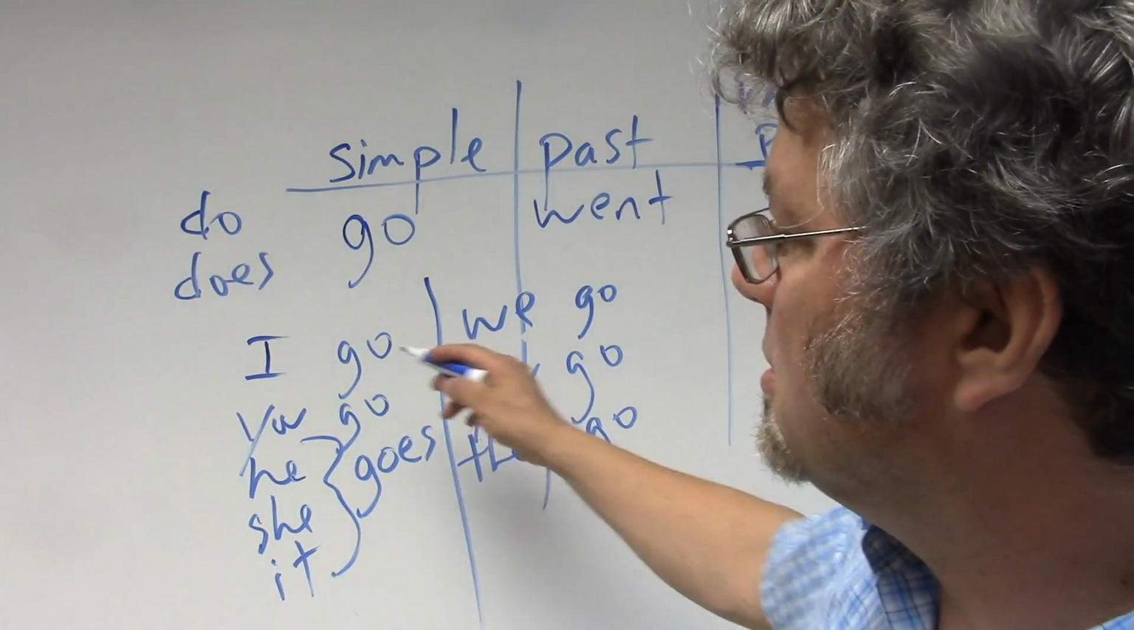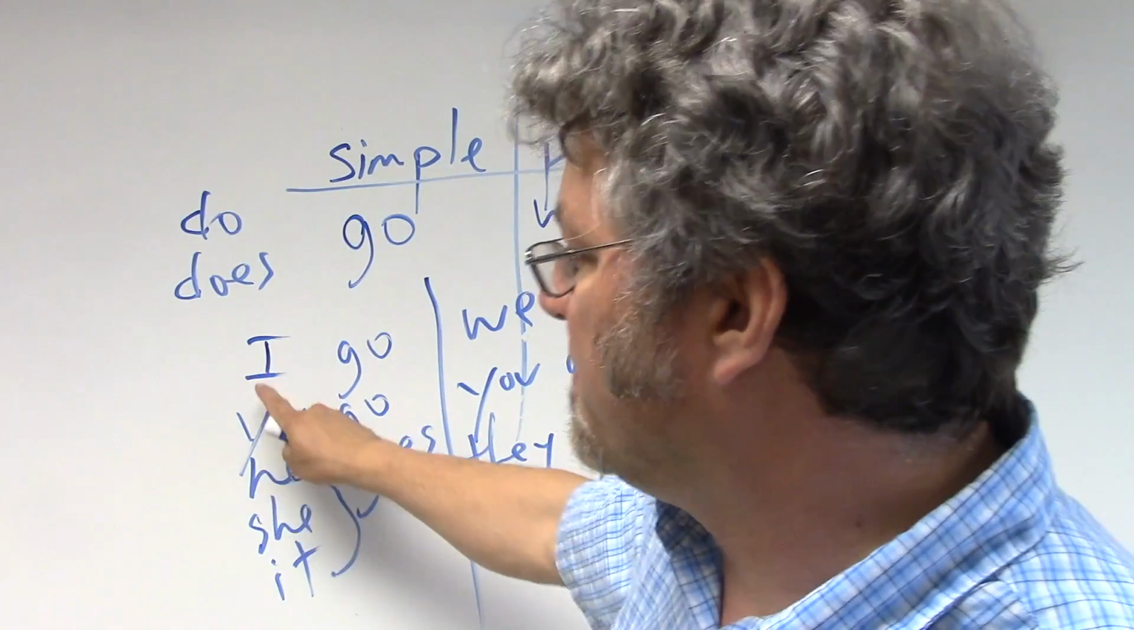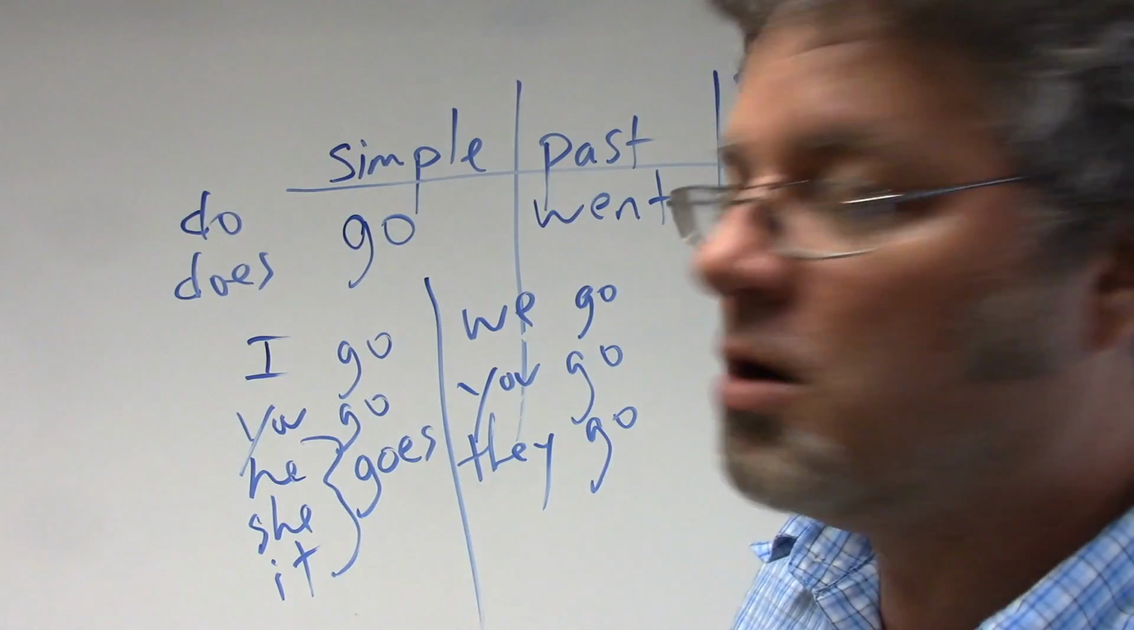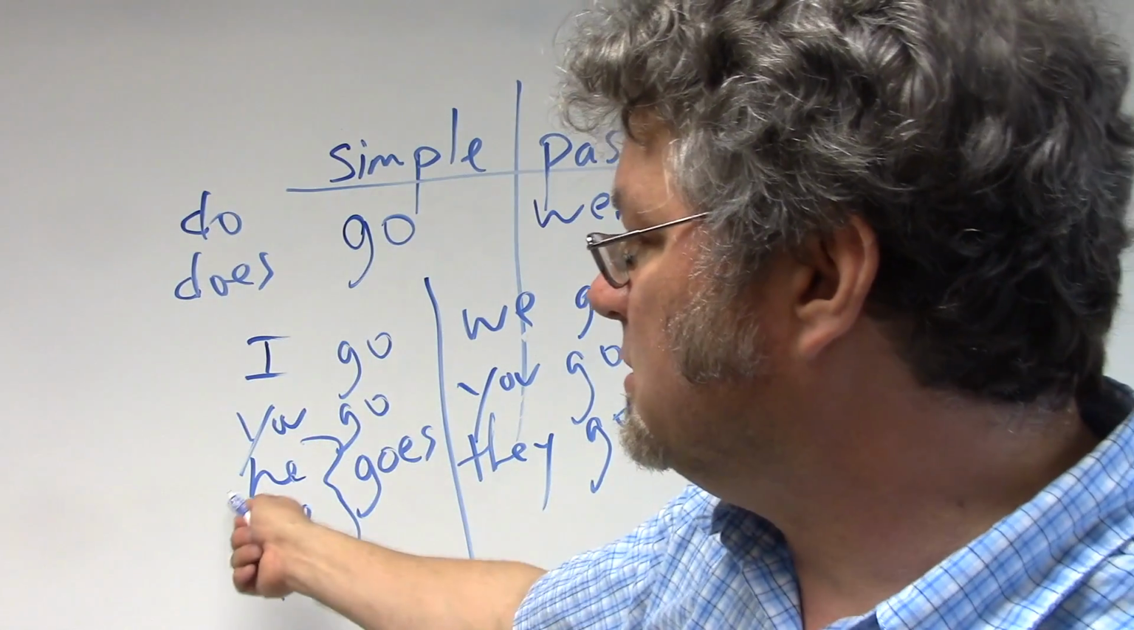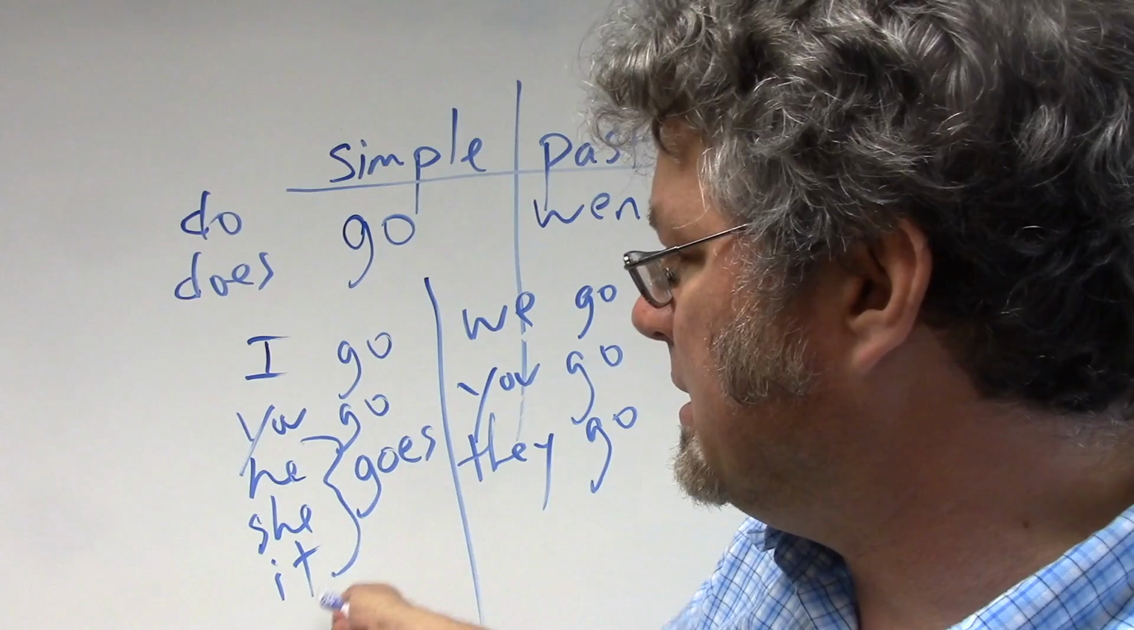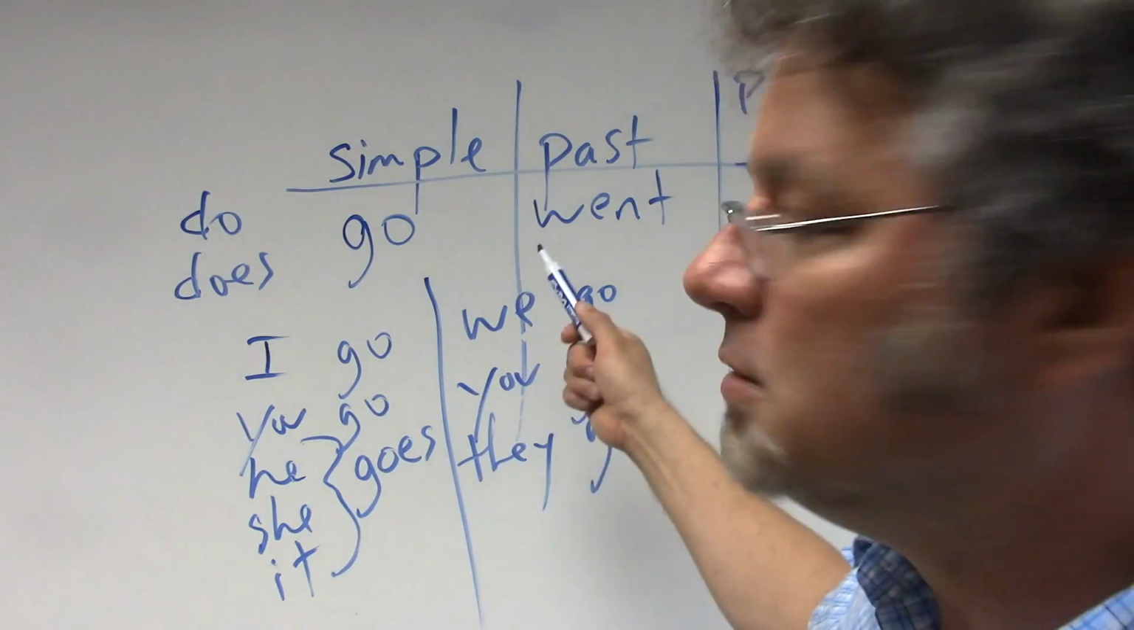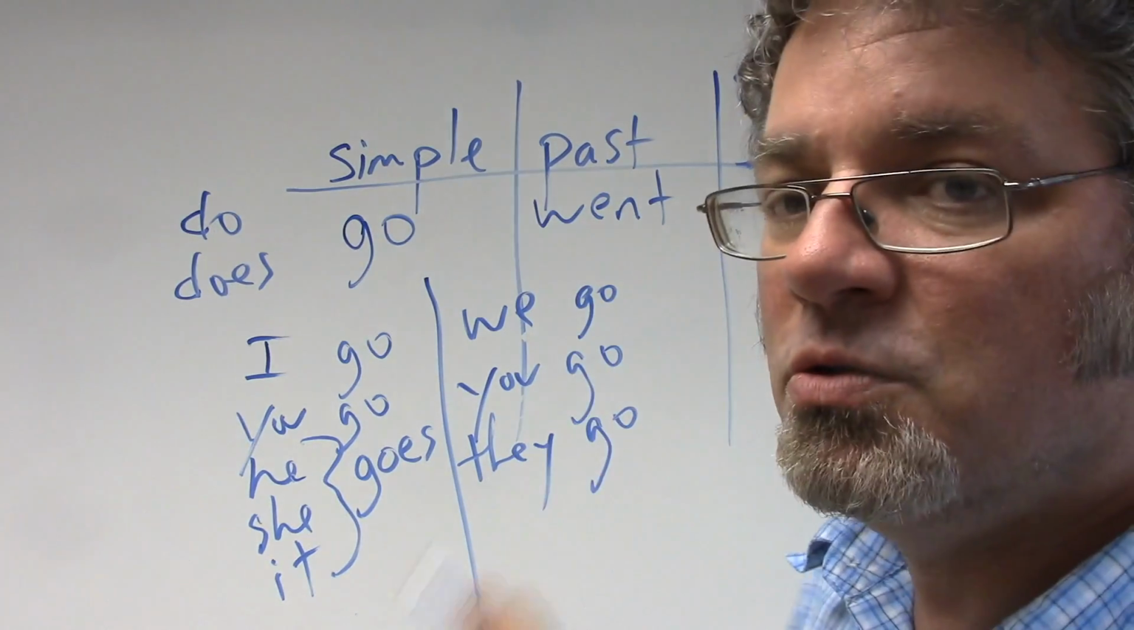For a question, you just put this helping verb in front of the subject. Do I go? Do you go? Does he, she, or it go? Do we go? Do you go? Do they go?